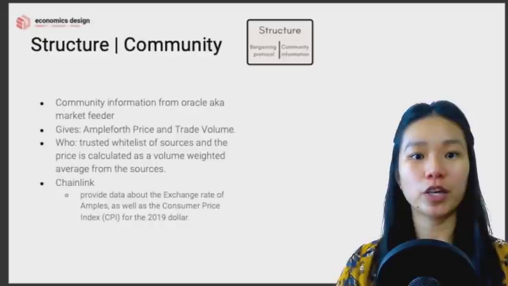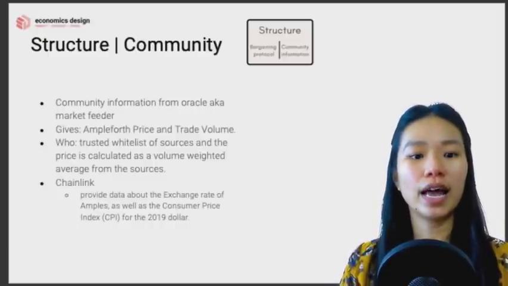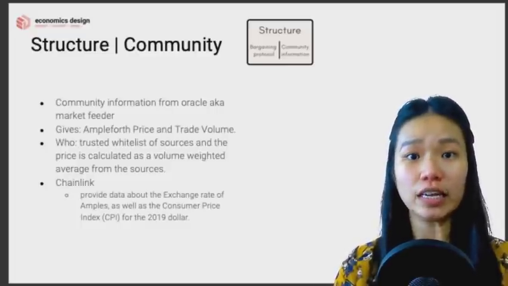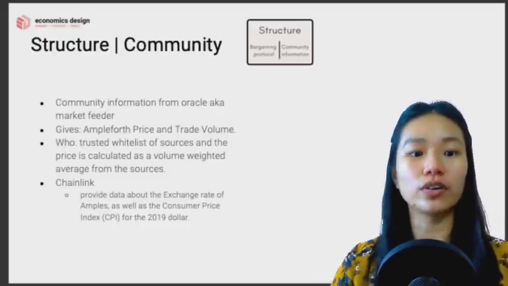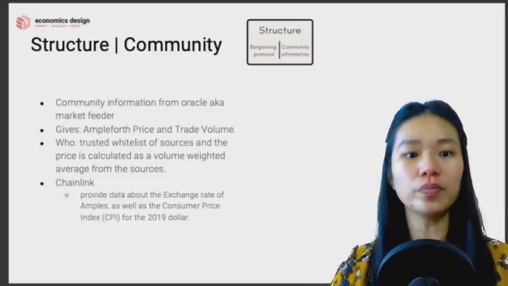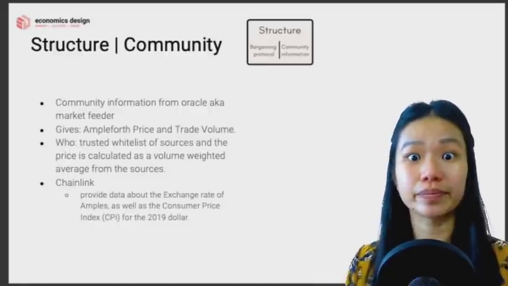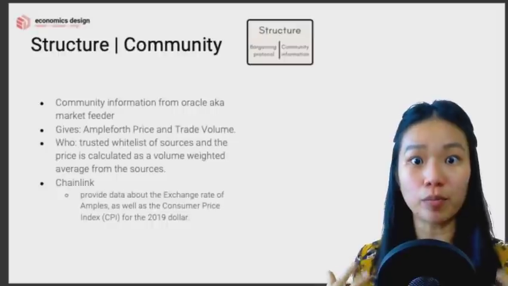The information is from the Oracle, which is the market feeder. They currently have some whitelisted sources, and they also work with Chainlink to get the information. What is the information that the Oracle is giving, or the output to the Ampleforth protocol? It's just the Ampleforth price and trade volume in the secondary market. So this is how it balances.